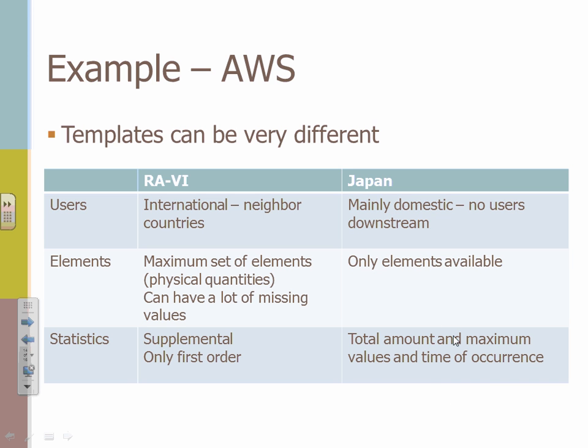We have a lot of statistics and extreme values because the Japanese public are interested in this data. So the emphasis of the data is a bit different in Europe and Japan. So the conclusion is that templates can be very different. There is no best or correct one, but it can be different depending on users.